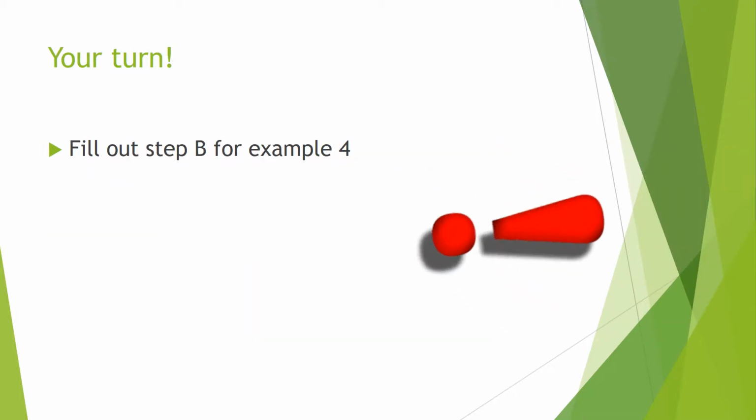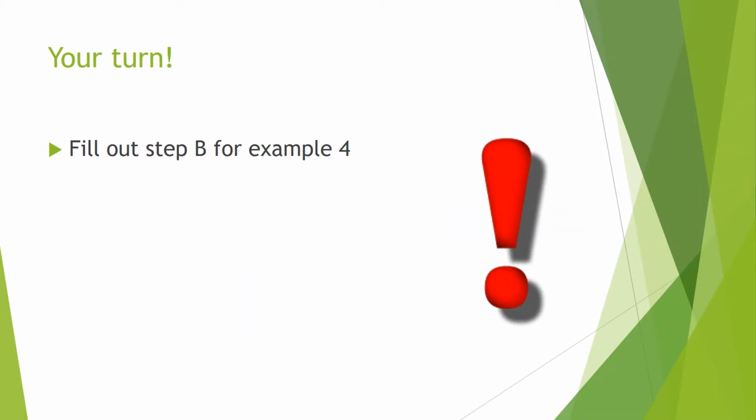Alright, now it is your turn. You're going to be filling out step B on example 4 only. That's the only step B we have left. So fill out the phenotypes of the parents on example 4 on step B, and then be sure to pause so you have time to do that, and then continue the show once you are done with that section.